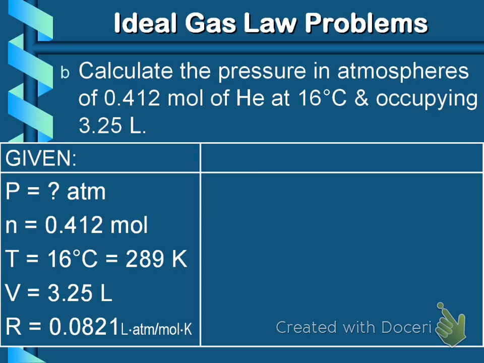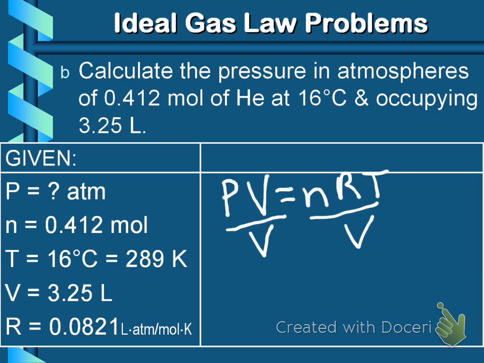So if you're stuck, remember the equation: PV equals nRT. Then remember that you're looking for pressure, so you want to get that on one side. You divide by V, divided by V. So it looks like pressure is going to equal nRT over V.